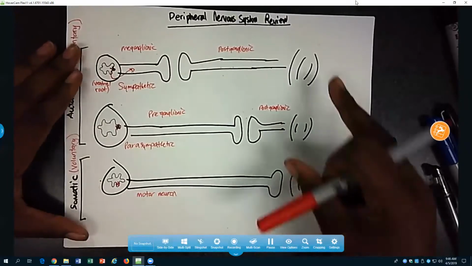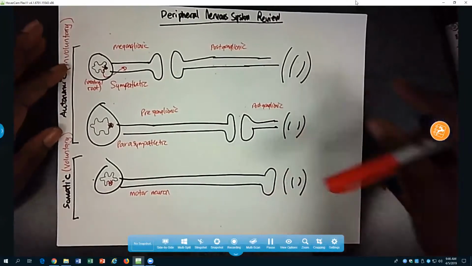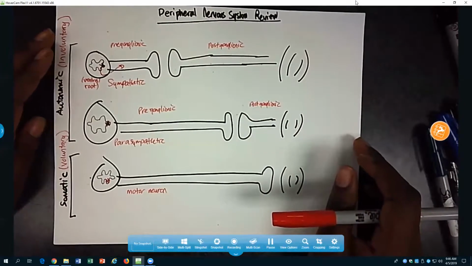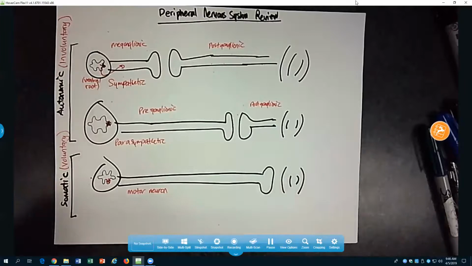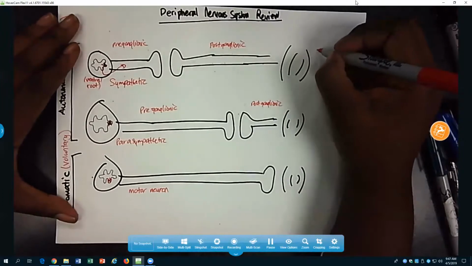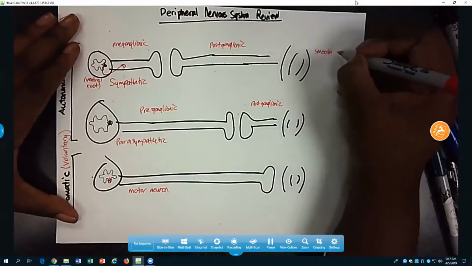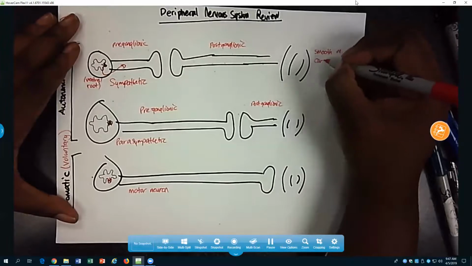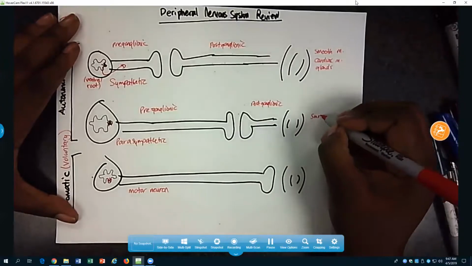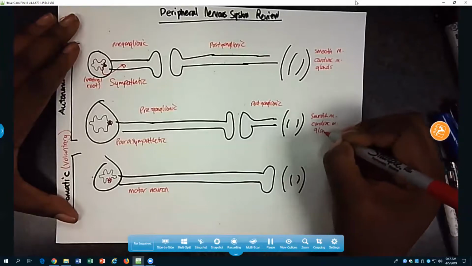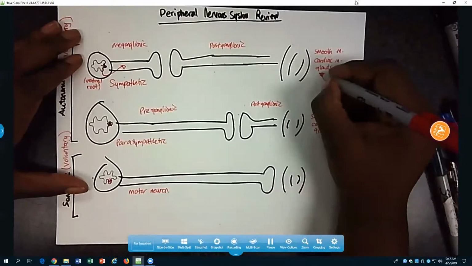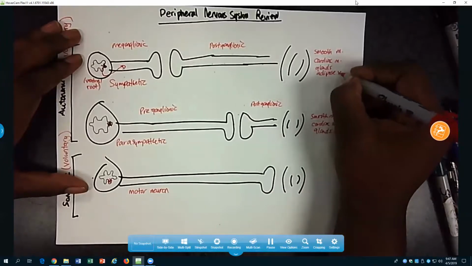Now, when we speak about the different effector tissues, what's the effector tissue of the autonomic nervous system? What type of tissue does the autonomic nervous system innervate? Smooth muscle, what else? Cardiac muscle, glands, right? So smooth muscle, cardiac muscle, glands. And then specifically the sympathetic also innervates adipose, right? Adipose here.